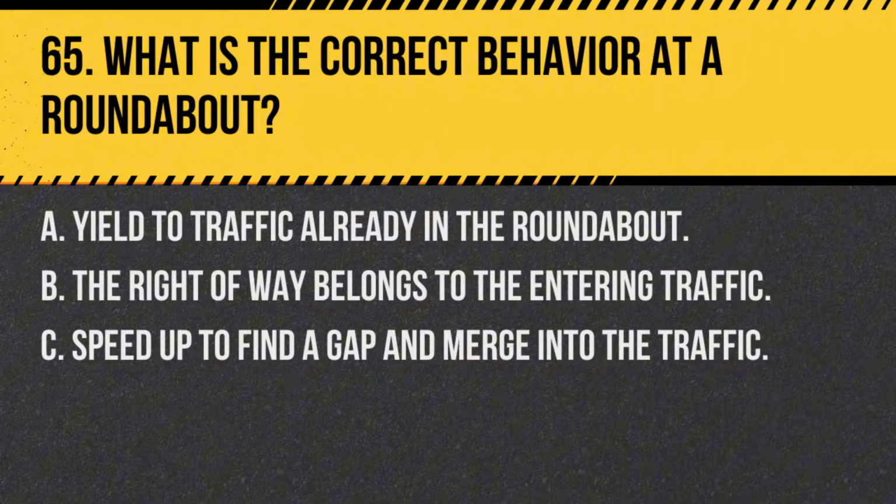Question 65. What is the correct behavior at a roundabout? A. Yield to traffic already in the roundabout. B. The right-of-way belongs to the entering traffic. C. Speed up to find a gap and merge into the traffic.